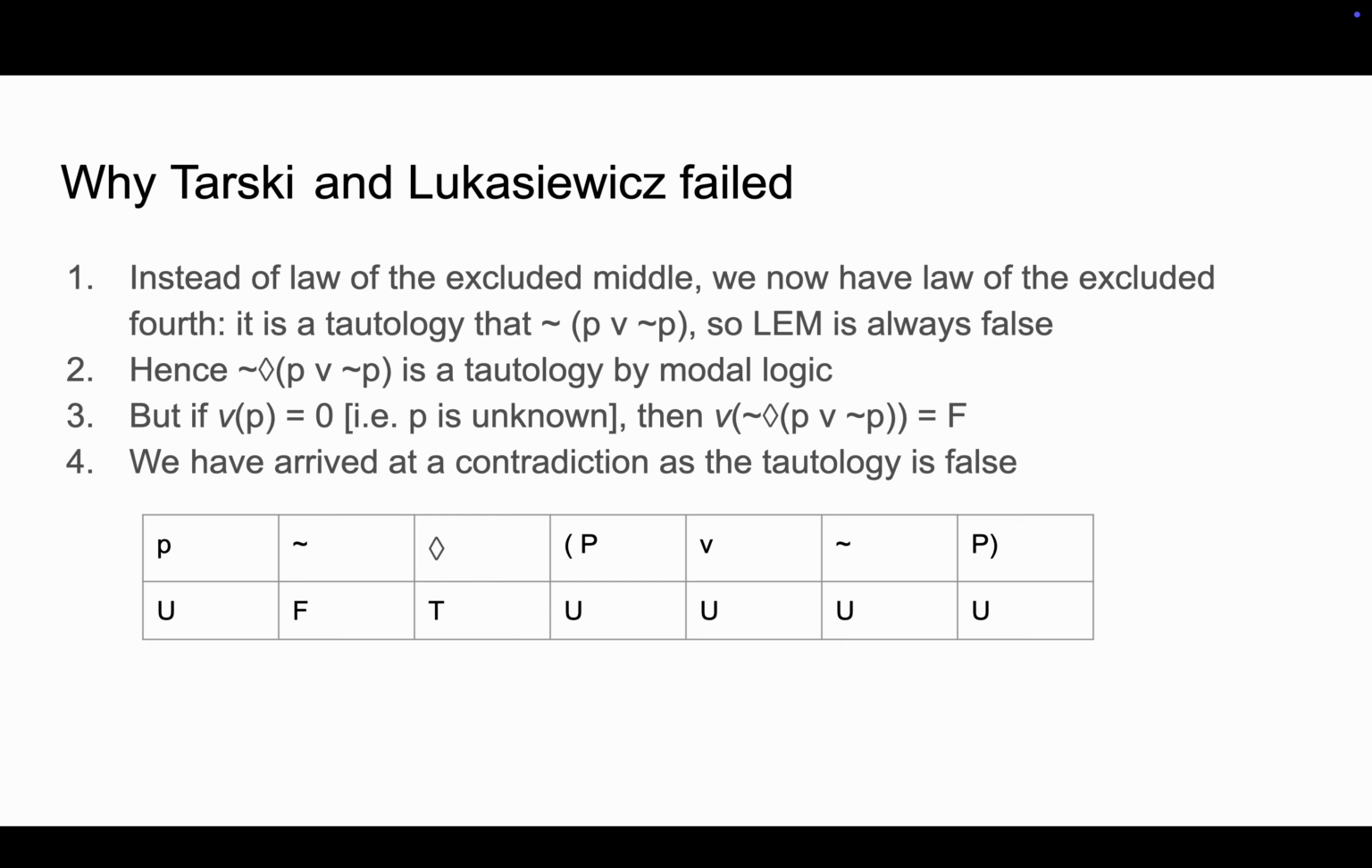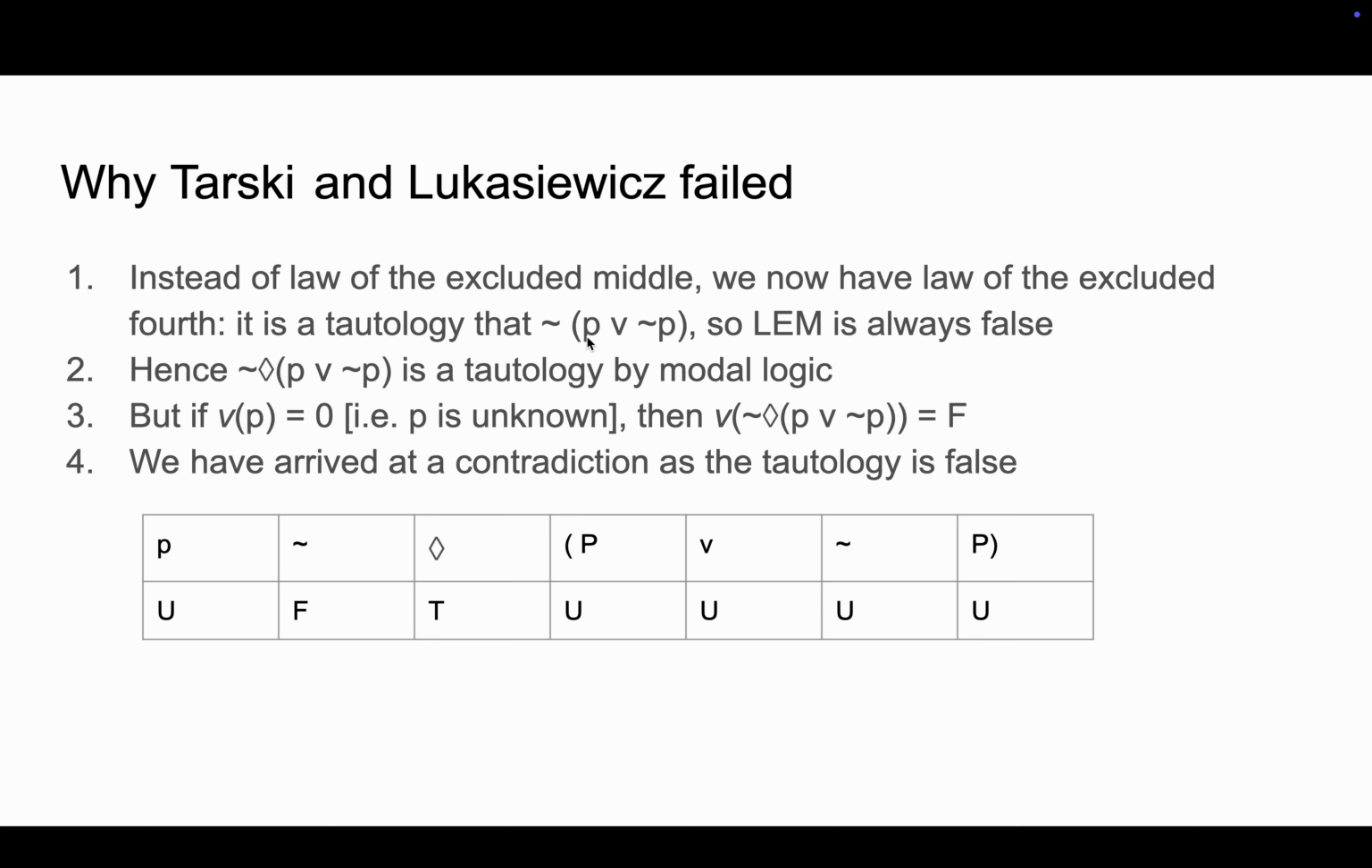So instead, we have the law of the excluded fourth, which is P or not P or unknown that P. So that is the law of the excluded fourth. Because the law of the excluded middle is always false in ternary logic, its negation, not (P or not P), is now a tautology.